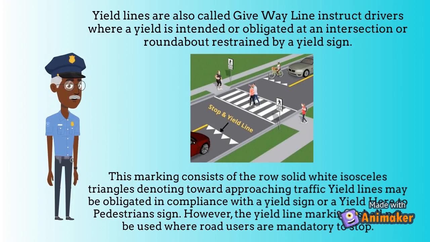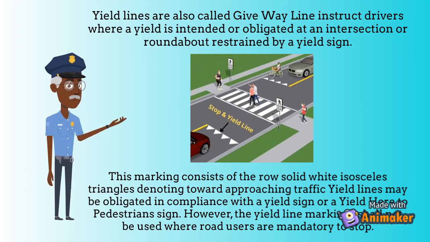This marking consists of a row of solid white isosceles triangles pointing toward approaching traffic. Yield lines may be obligated in compliance with a yield sign or a yield here to pedestrian sign. However, the yield line markings shall not be used where road users are mandated to stop.